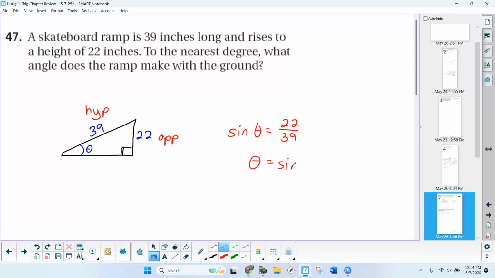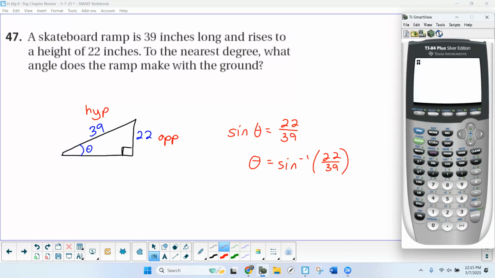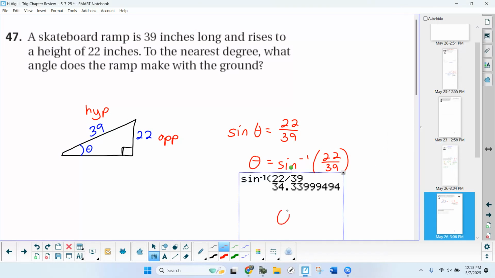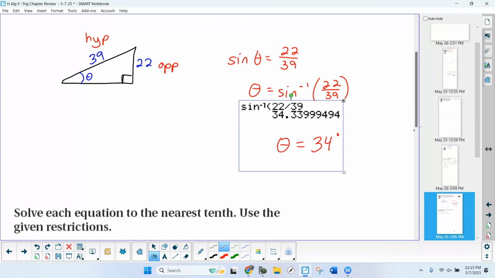Inverse sine of 22 over 39. So what is the inverse sine of 22 over 39? What did you guys get? 34 point, did it say to the nearest degree? To the nearest degree would be what? 34 degrees. Good. All right, are you guys good with that one? Okay. Try this one.